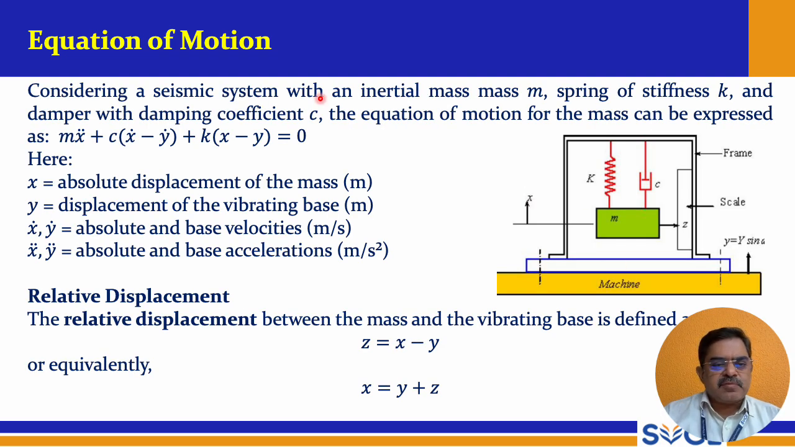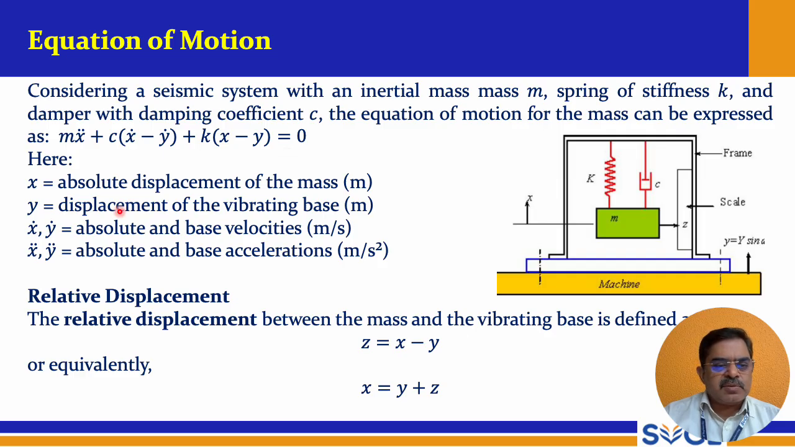Considering a seismic system with an inertial mass m, spring stiffness k, and a damper with damping coefficient c, the equation of motion of the mass can be expressed as m x double dot, that is the second order differential, plus c into (x dot minus y dot) plus k into (x minus y). The m is with the second order differential, whereas c is with the first order differential, and this is the zeroth order term, and that is equal to 0.